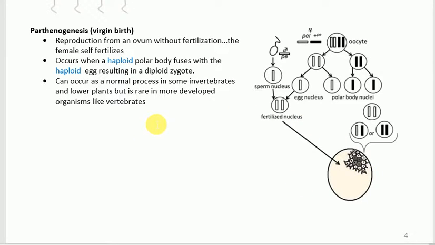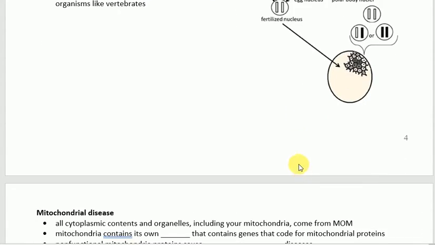So it can occur as a normal process in some invertebrates and lower plants, but very, very rare in humans and other things like us. So it's important to note, though, that what is produced is a clone. So there's no variation or anything like that.